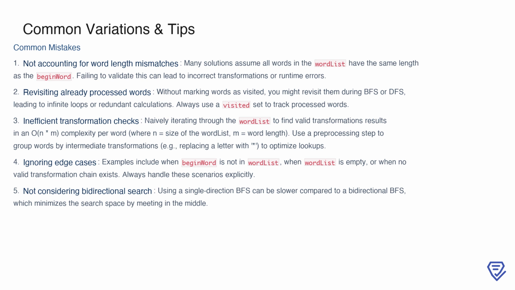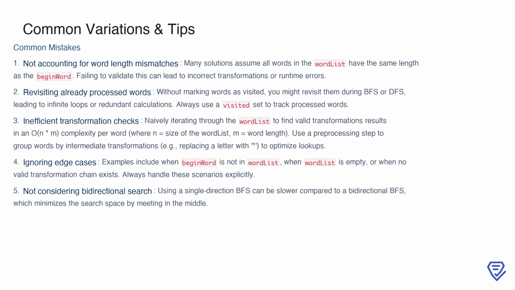Next, inefficient transformation checks can also be a problem. If you naively iterate through the entire word list to find valid transformations, the complexity can grow to n*m per word, where n is the size of the word list and m is the length of each word. A better approach is preprocessing the word list to group words by intermediate transformations, like replacing one letter with an asterisk, to make lookups faster.